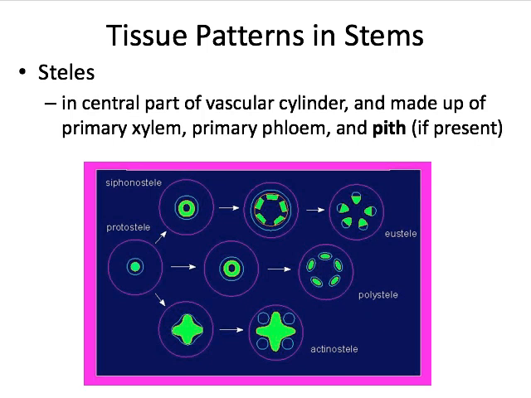Now, as we're examining the internal architecture of a stem, a biologist might describe the steles, and notice the spelling is S-T-E-L-E-S. This is the central part of the vascular cylinder, and it refers to the spatial arrangement of the vascular bundles. This includes the primary xylem, the primary phloem, and the pith if present.